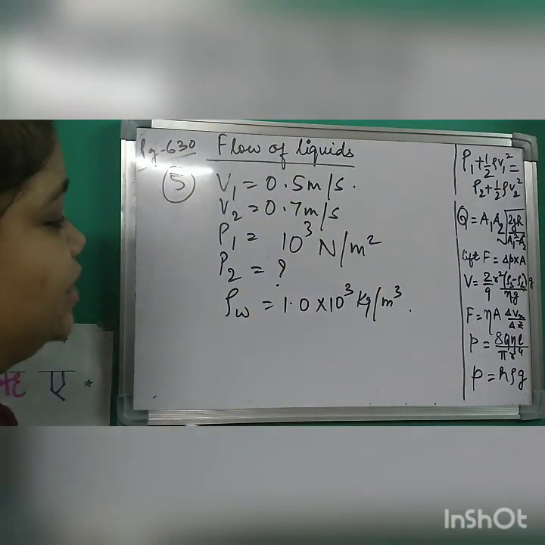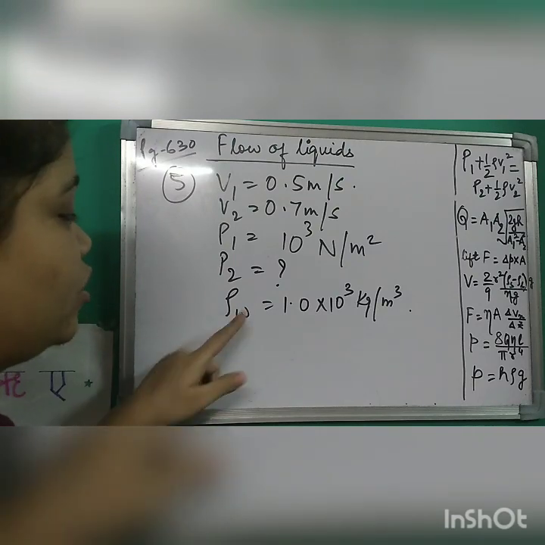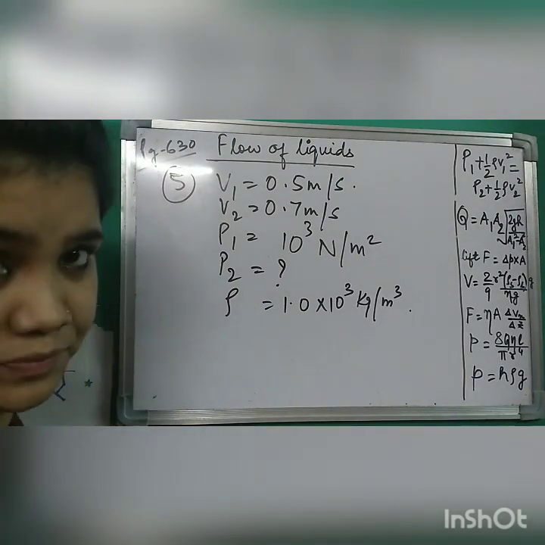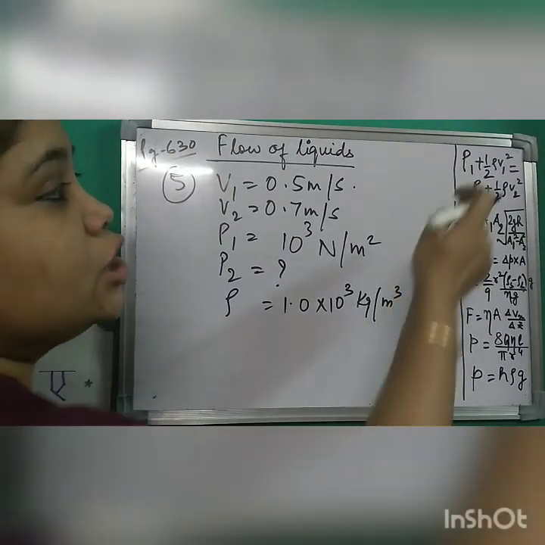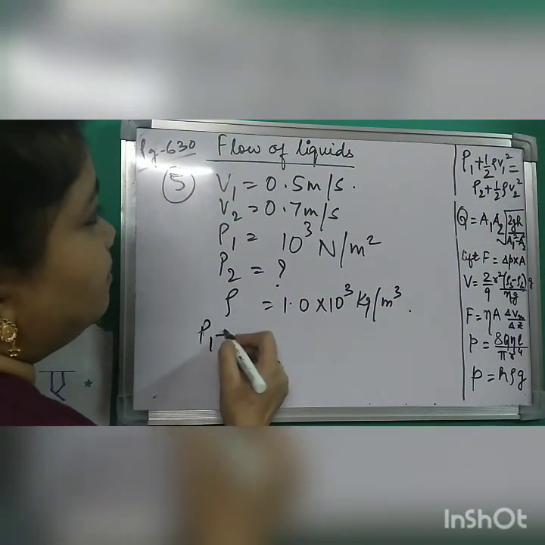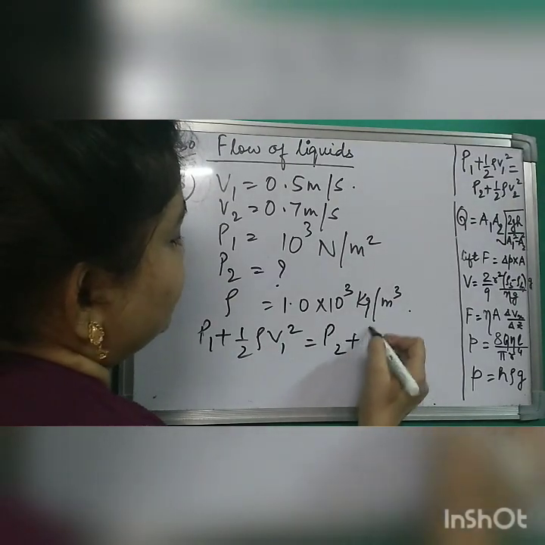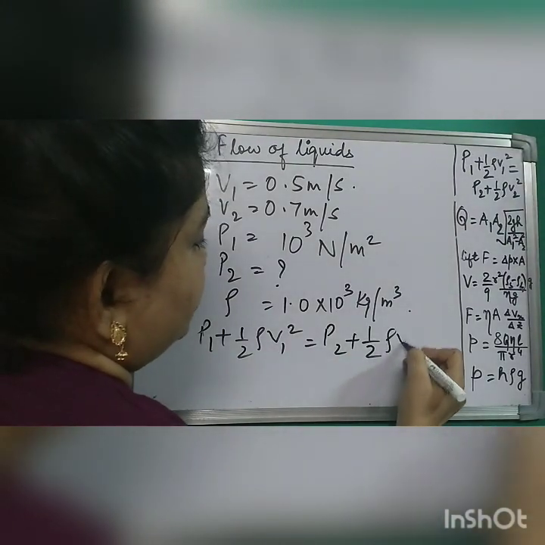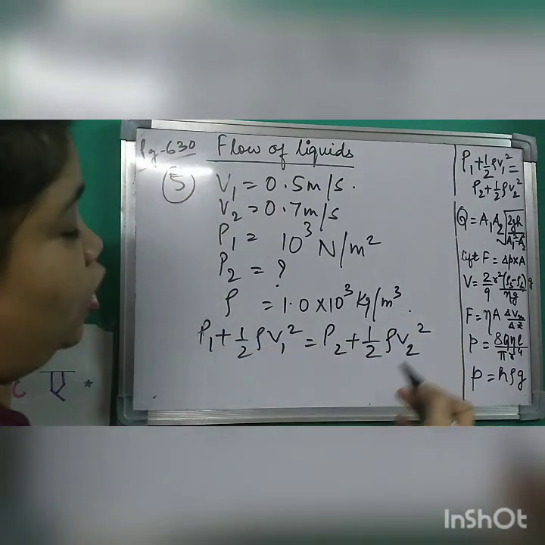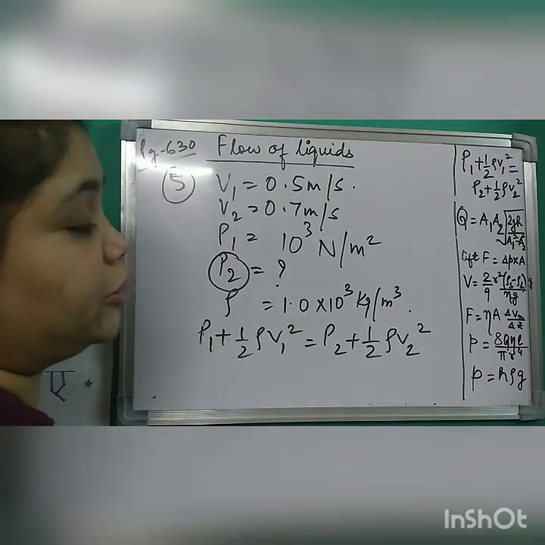As you can see, it is based on Bernoulli's theorem. It's a Bernoulli's theorem sum, so we'll use this formula: P1 plus half rho V1 square is equal to P2 plus half rho V2 square. So what do you have to find out? You have to find out P2.